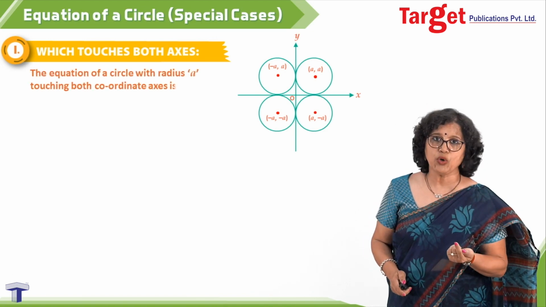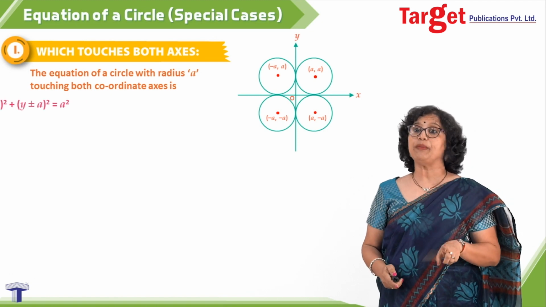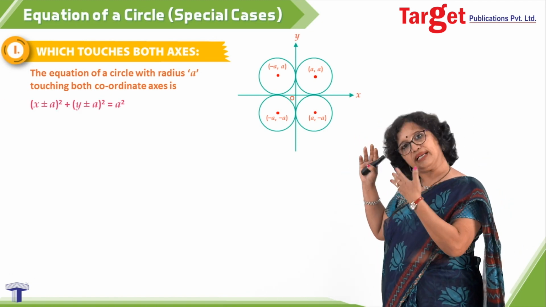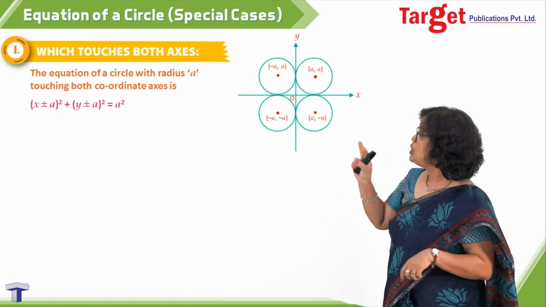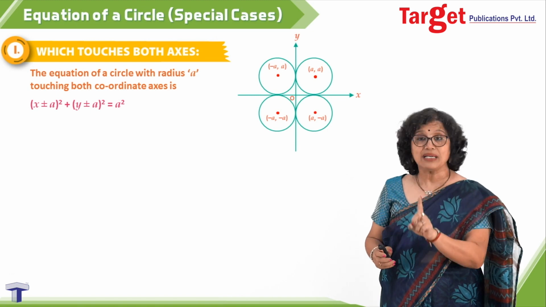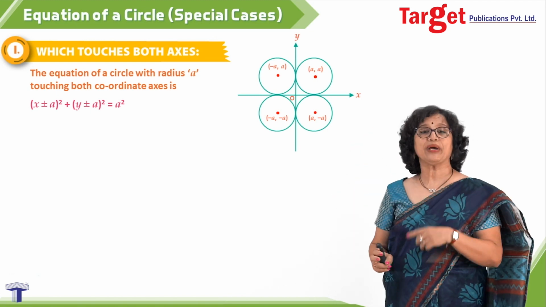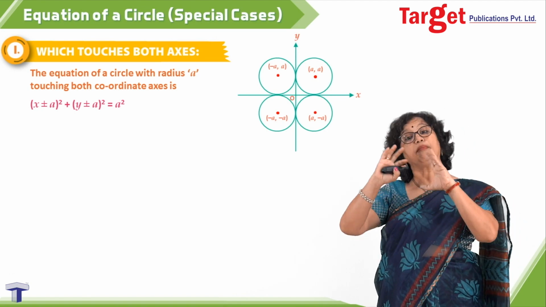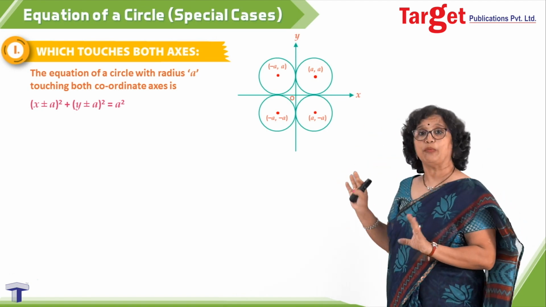Now the center would be known to me, correct? And the center would be of the form either a or minus a for the x coordinate, and the same for the y coordinate also. So the equation becomes (x ± a) whole square plus (y ± a) whole square equal to a square. Mind you, this equation I have written in the combined form for all four possibilities.